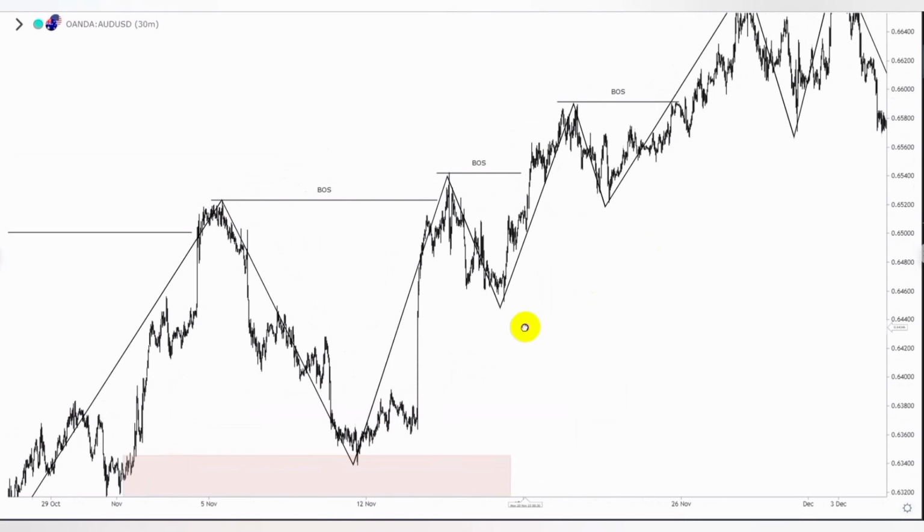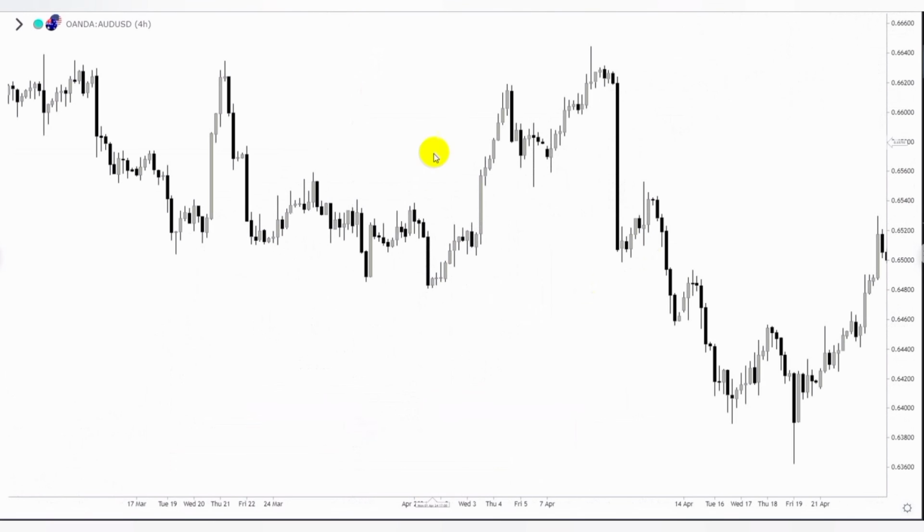So this is how you want to be looking at major market structure. The higher time frame defines your major market structure. The lower time frame defines your minor market structure. Let's go to the 4-hour time frame again.